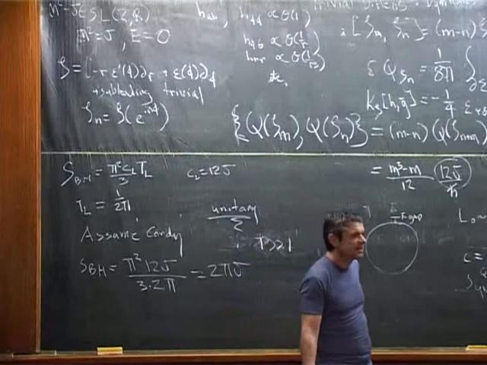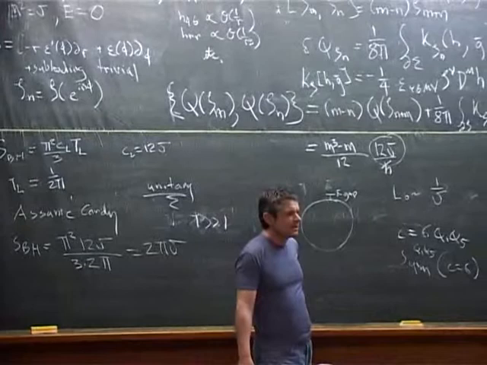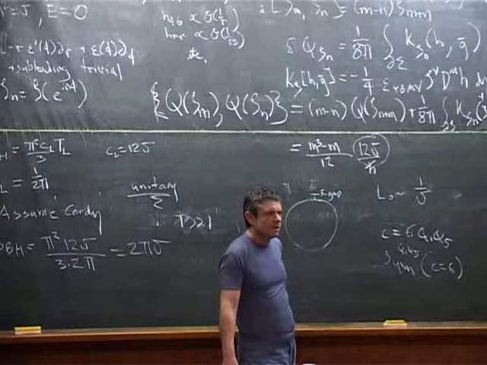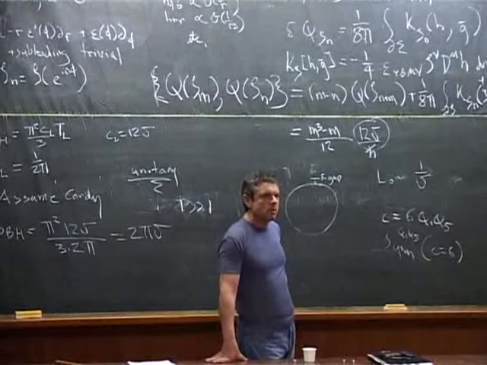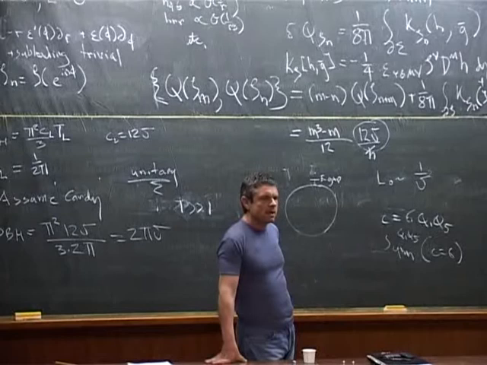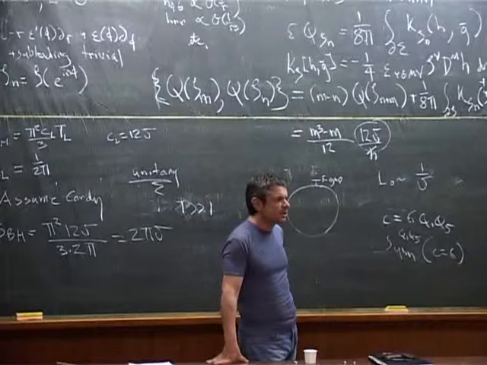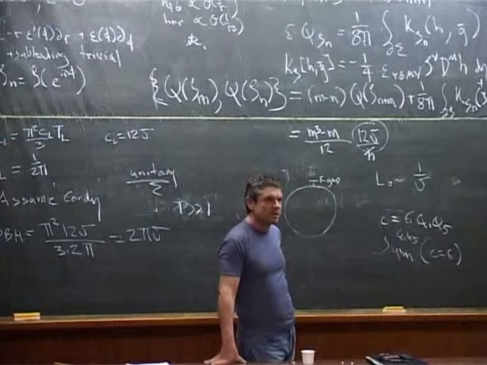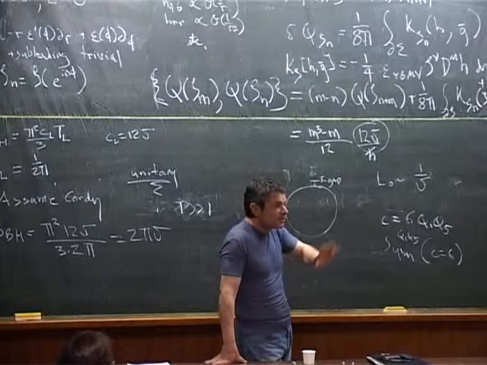Sorry? I mean, because the extremal Kerr is unstable. Right. Right, but I'm only talking about the left movers. The things which are unstable are in the right moving sector, but actually the Cardy formula works in the right moving sector too.